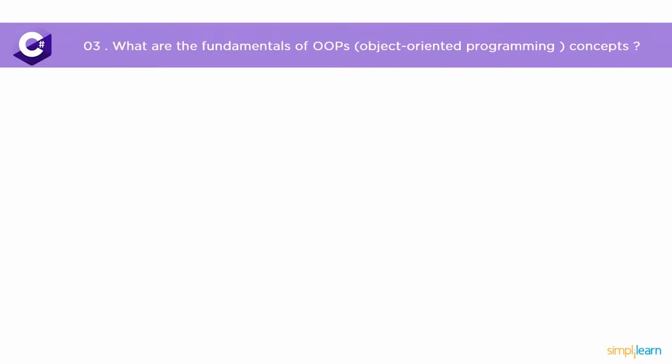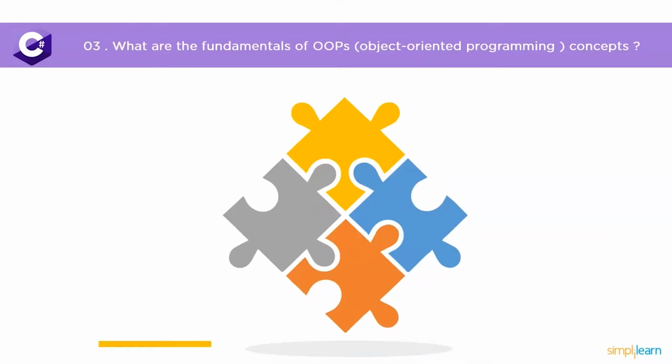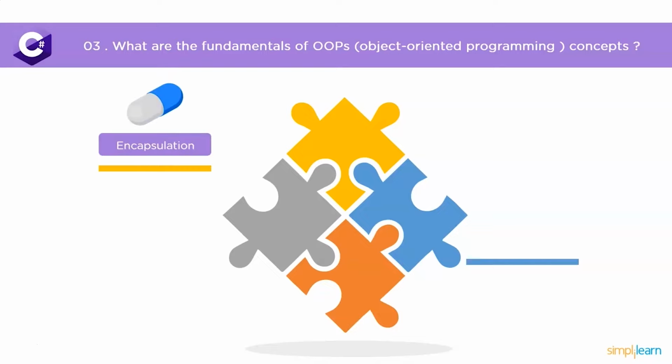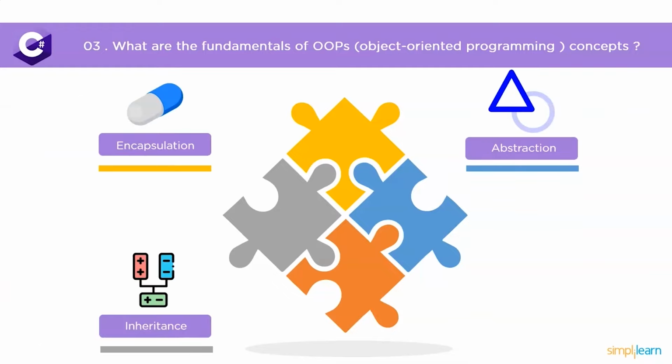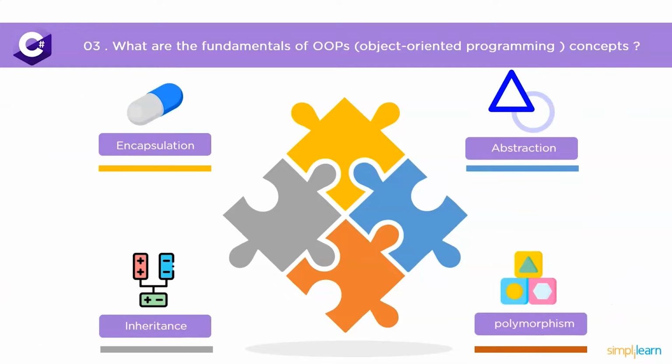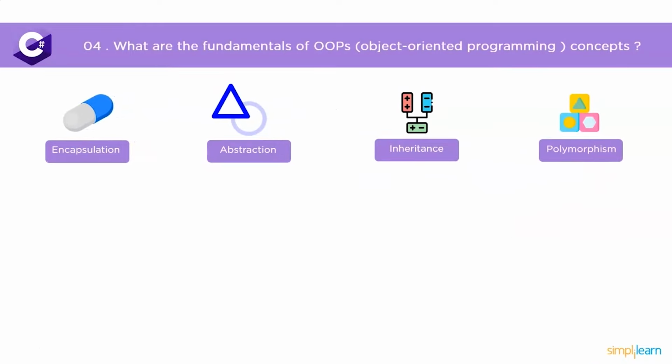Next is, what are the fundamentals of object-oriented programming? The answer for this question is, the object-oriented programming language or OOPS in C# is divided into 4 concepts, that is encapsulation, abstraction, inheritance, and polymorphism. Let's take a closer look at each of the 4 object-oriented programming concepts.